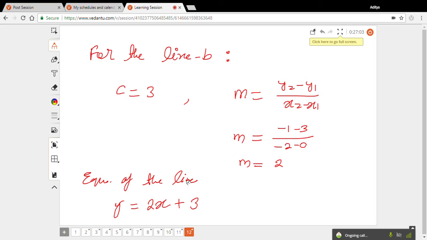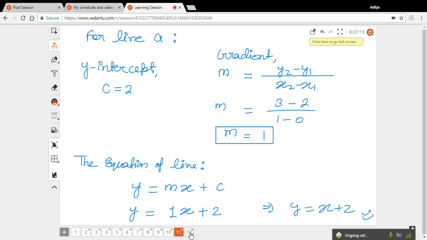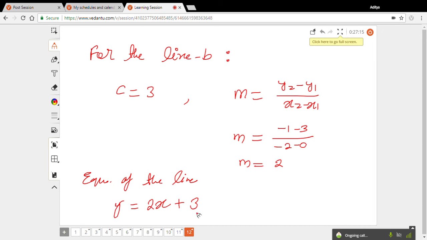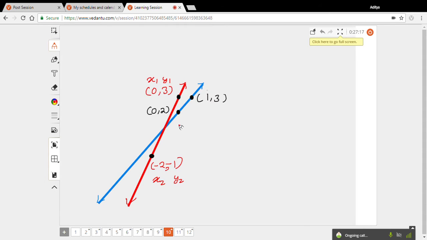Sometimes we use c over here, in some textbooks it's b, so don't be confused if I say c or b instead of each other. It's y equals mx plus b or mx plus c. So that's how we can substitute, and I think in the same manner you can get the others.